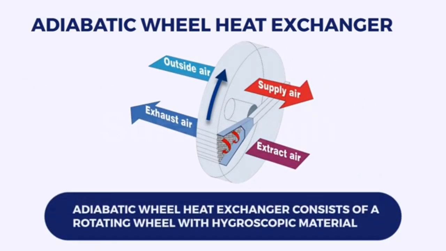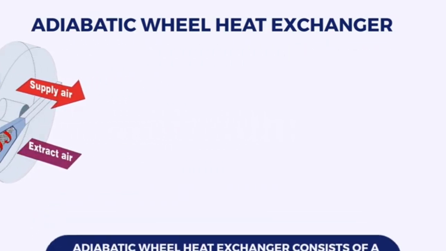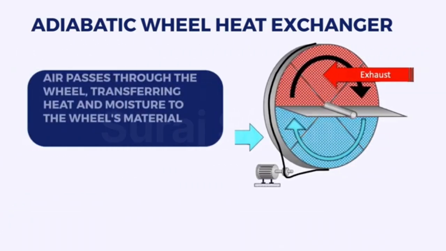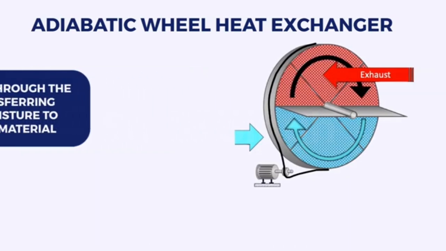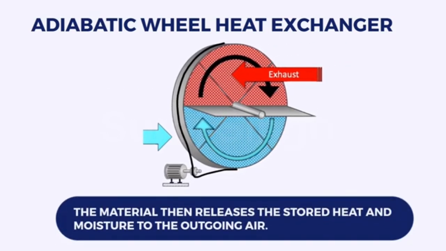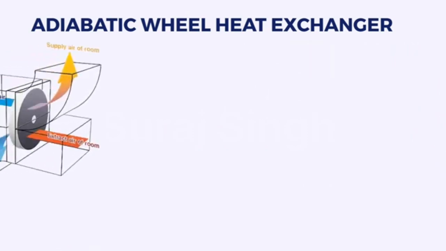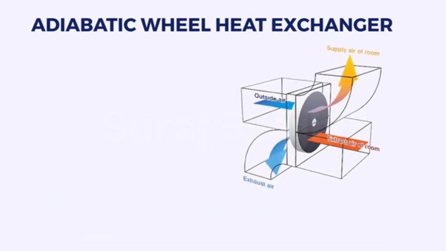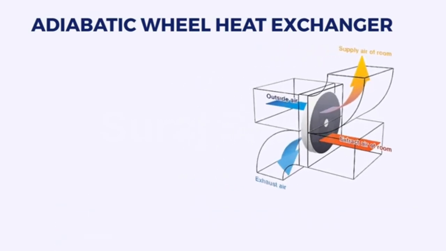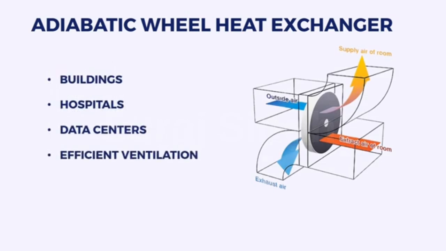An adiabatic wheel heat exchanger consists of a rotating wheel with hygroscopic material. As the air passes through the wheel, it transfers heat and moisture to the wheel's material. The material then releases the stored heat and moisture to the outgoing air. Adiabatic wheel heat exchangers are ideal for improving indoor air quality. They are used in buildings, hospitals, and data centers for energy-efficient ventilation.